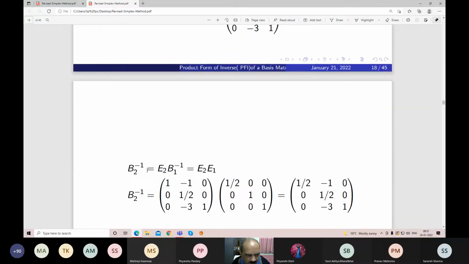Our B2 inverse equals E2 into B1 inverse. The previous inverse we are multiplying. This B1 inverse is nothing but our E1. So our B2 inverse becomes E2 into E1. This is our E2 and this is our E1. If we multiply it, we find B2 inverse equal to: half, 0, 0, -1, half, -3, 0, 0, 1.